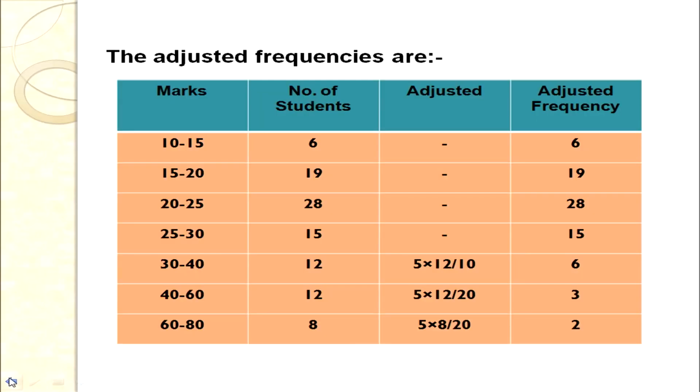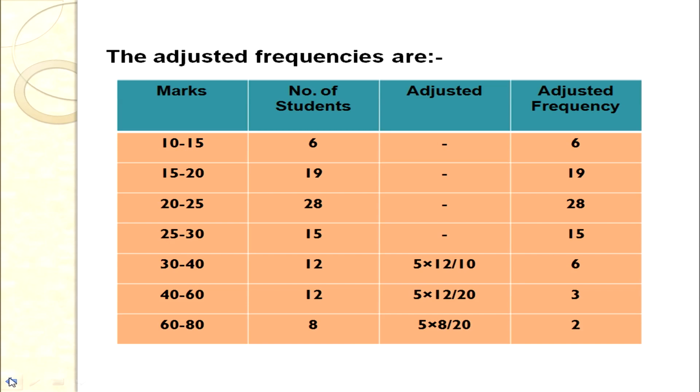In this slide, we can see that adjustment has been made. Let us see, for 10 to 15, 15 to 20, 20 to 25, 25 to 30, the frequencies are not being adjusted because the class intervals are the lowest and they remain the same. So, we are going to plot the heights of those rectangles as 6, 19, 28 and 15. But when we talk about 30 to 40, we need to adjust the frequency.